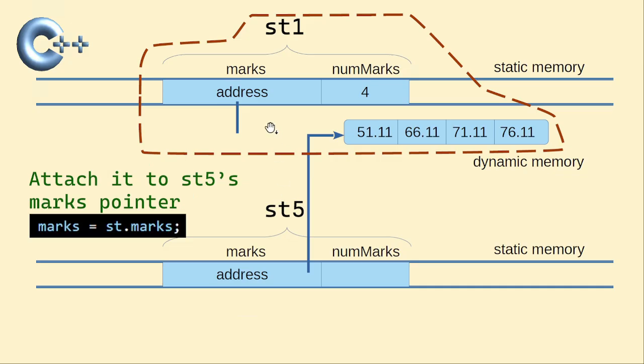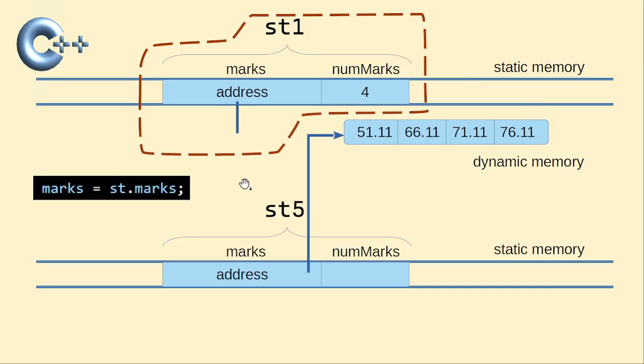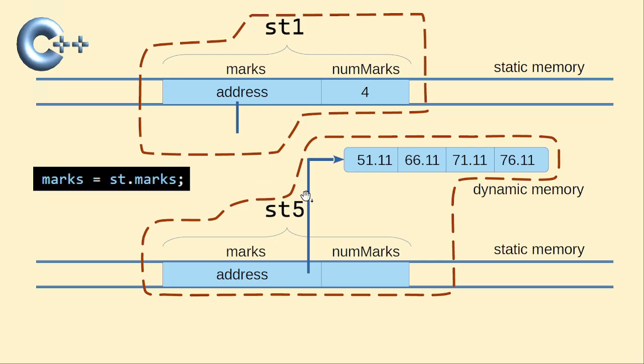And then we detach the st1 object's marks attribute from that dynamic memory space, and we can do that by setting this marks attribute of the st1 object to nullptr. Then after that, this dynamic memory no longer belongs to st1, and it belongs to the st5 object. That means the st5 object is now taking ownership of that dynamic memory. That means the dynamic memory is being moved from the st1 object to the st5 object.